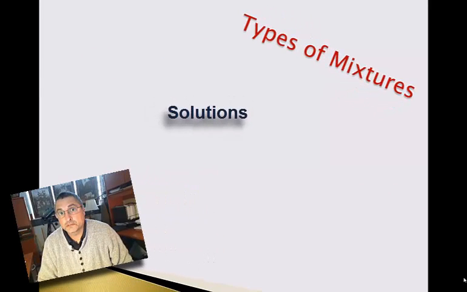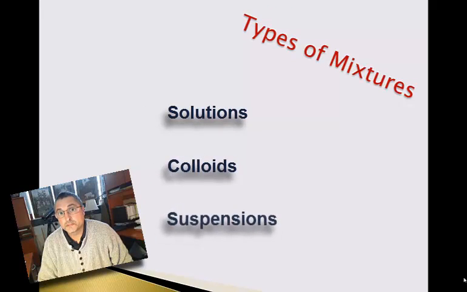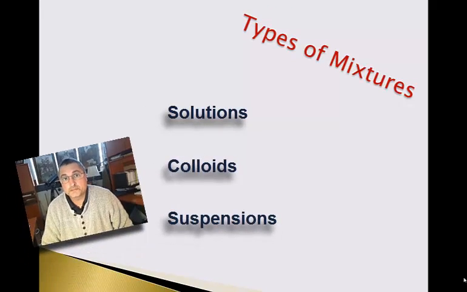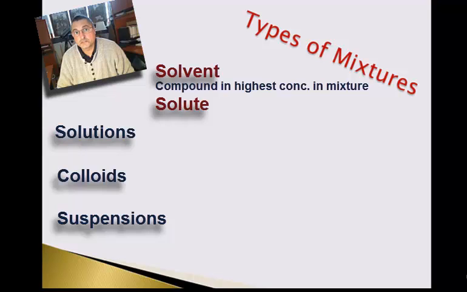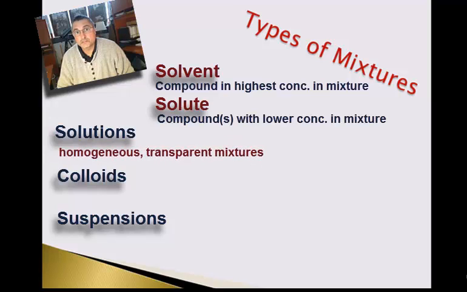There are actually three types of mixtures. One is solutions, another one is colloids, and the third one is suspensions. Before we can describe the differences between these three types of mixtures, we have to identify two new terms. One is solvent and the other one is solute. Solvent is going to be the compound with the highest concentration in the mixture. Solute is going to be the compound or compounds with lesser concentrations within the mixture. Now, in the purest sense, then, if we're looking at these mixtures, solutions are going to be mixtures in which we have a homogeneous state, in which all the compounds are equally dispersed throughout the mixture.